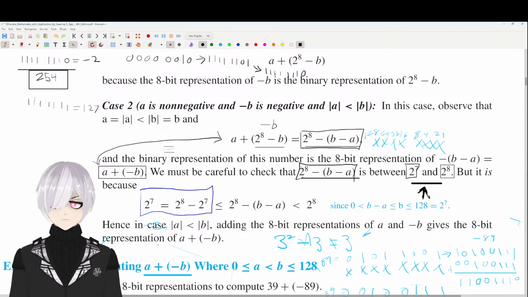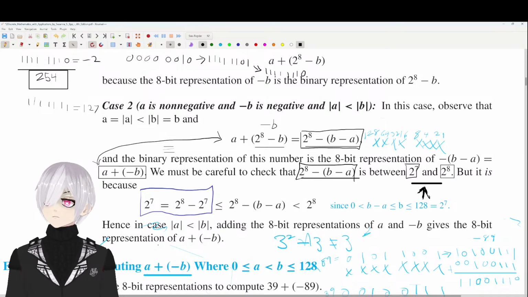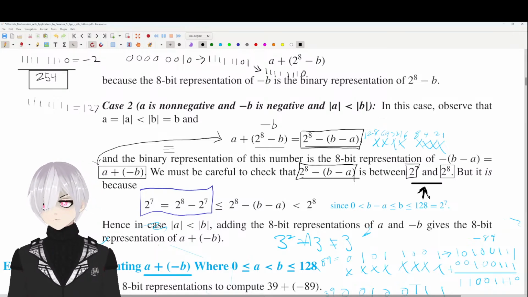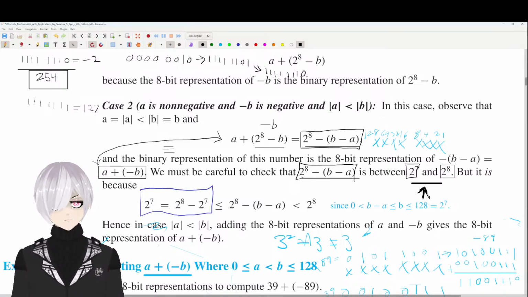if you subtract something from 1 to 128 from 256, you get something from 128 to 255. Which is what they're saying here, except they're just using the powers rather than the numbers.